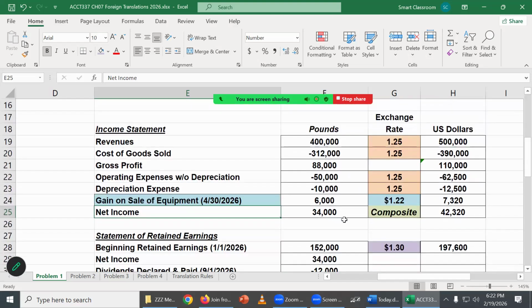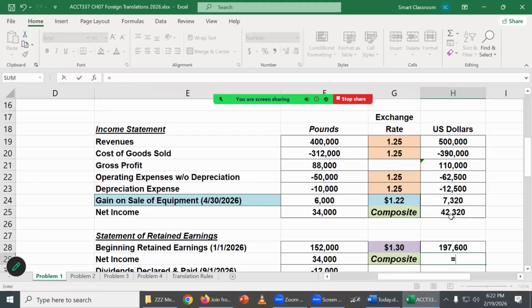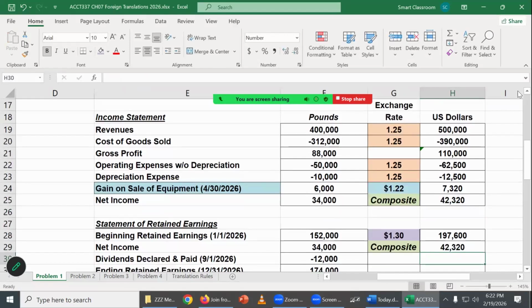Okay, now this net income is a composite rate. We're just going to bring that down exactly like it is up there. This is 42,320.